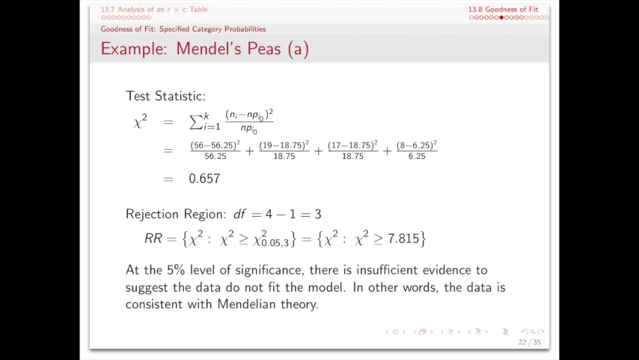Now, our rejection region is determined by a chi-square distribution where the degrees of freedom is 1 less than the number of categories, so 3. And our alpha value is 0.05, so we're going to find a critical value where we chop off an area in the right tail of 0.05 with 3 degrees of freedom. If we look that up on our chi-square table, we get 7.815. And since our test statistic is not in the rejection region, we fail to reject the null hypothesis, and therefore there's insufficient evidence to suggest the data do not fit the model. In other words, we can say that we are convinced at this time that the data is consistent with the Mendelian theory.